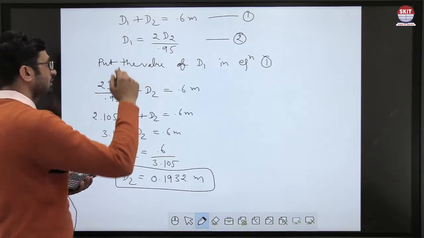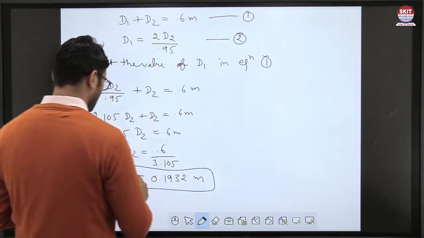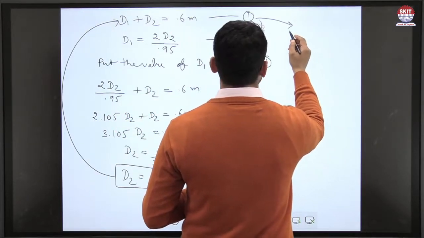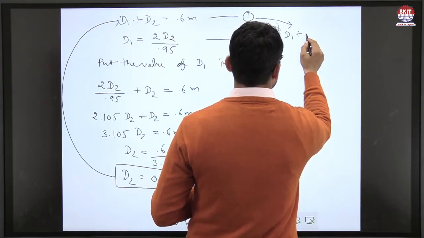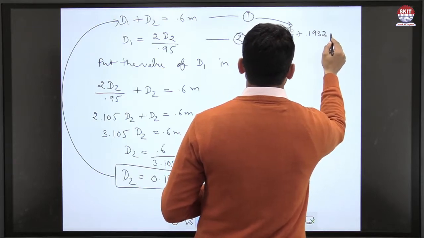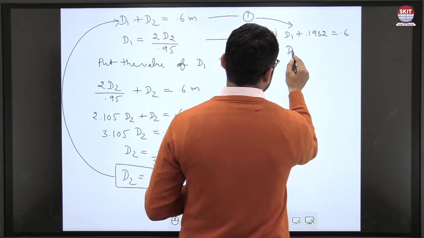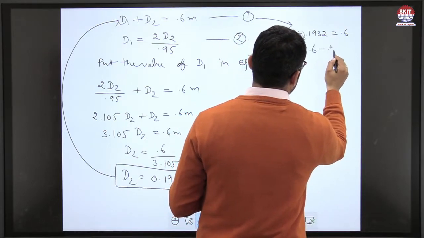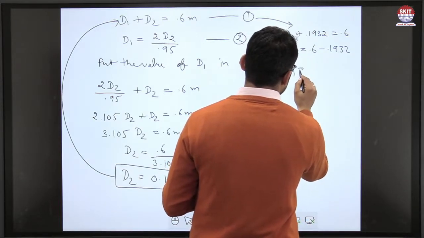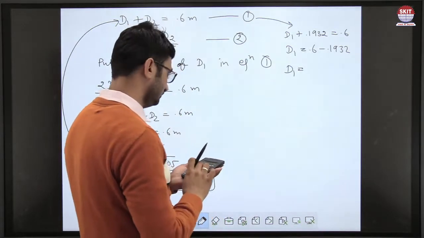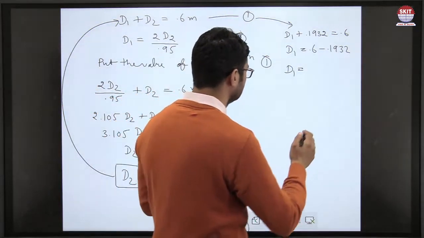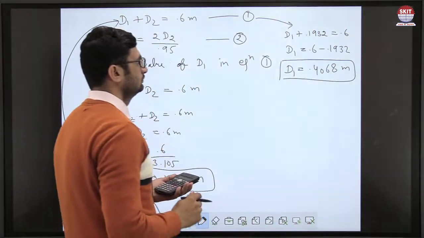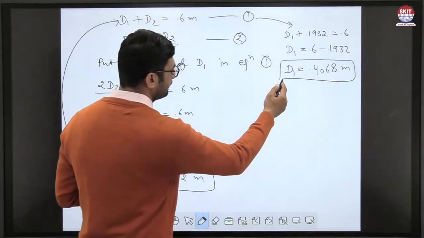Now put the value of this D2 in this equation and find out the value of D1. Put the value of D2 in the first equation: D1 plus 0.1932 equal to 0.6, and D1 equal to 0.6 minus 0.1932, and the value of D1 is equal to 0.4068 meter. So this is the answer of the first question.